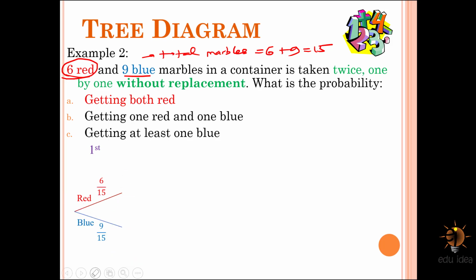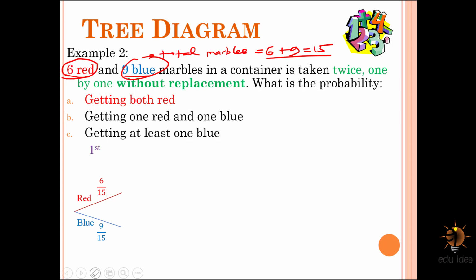The same thing with the blue one, which is 9/15. The 9 comes from the 9 blue, and this 15 is the total of the marbles inside the container. Okay, so that is for the first marble you take. Now let's go to the second marble that you take.